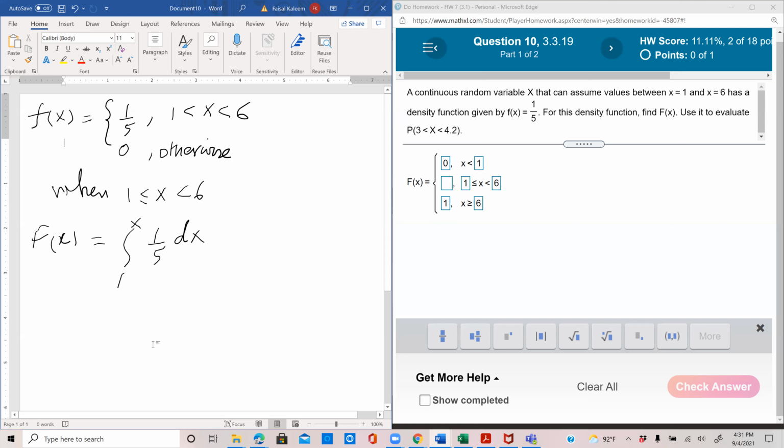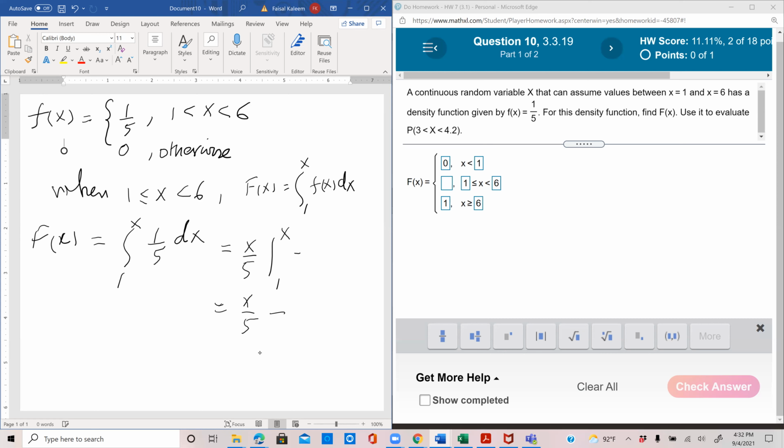We can even write that step. We can say F(x) will be the integral from 1 to x of little f(t) dt, and little f in this part is 1/5. Now you integrate. The integral of 1/5 is x/5, and the limits are 1 to x. When you substitute x, you just get x/5, and when you substitute 1, you get 1/5. So x/5 minus 1/5.